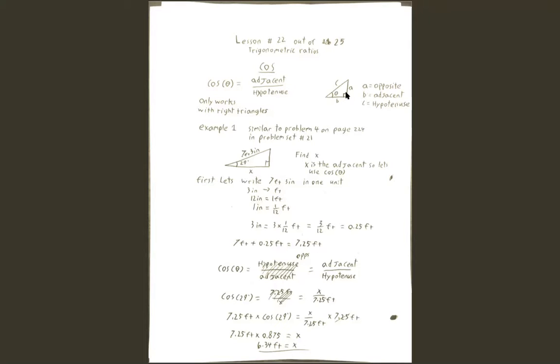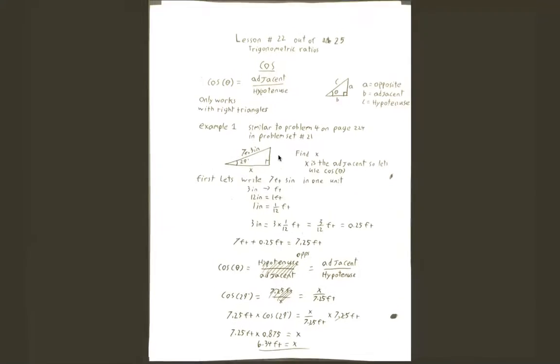So with cos, we're going to look at the adjacent side divided by the hypotenuse. So the cos of the angle, cosine, which is C-O-S, is a function, and the cos of the angle is going to equal the adjacent over the hypotenuse. If you look at the triangle here, the hypotenuse, C, is always the longest one. Opposite, A, is the one across from the angle. And B, the adjacent one, is the shorter side that touches the angle. So looking at cos, it's adjacent over hypotenuse.